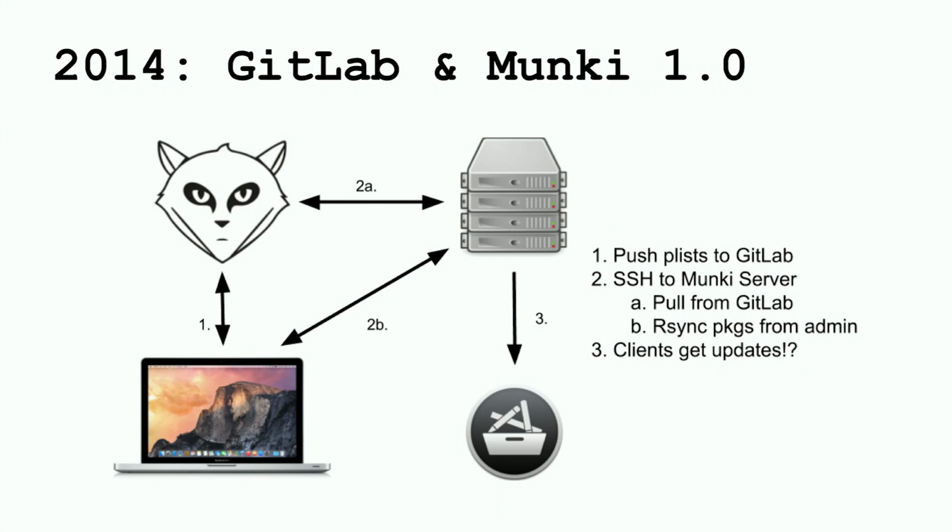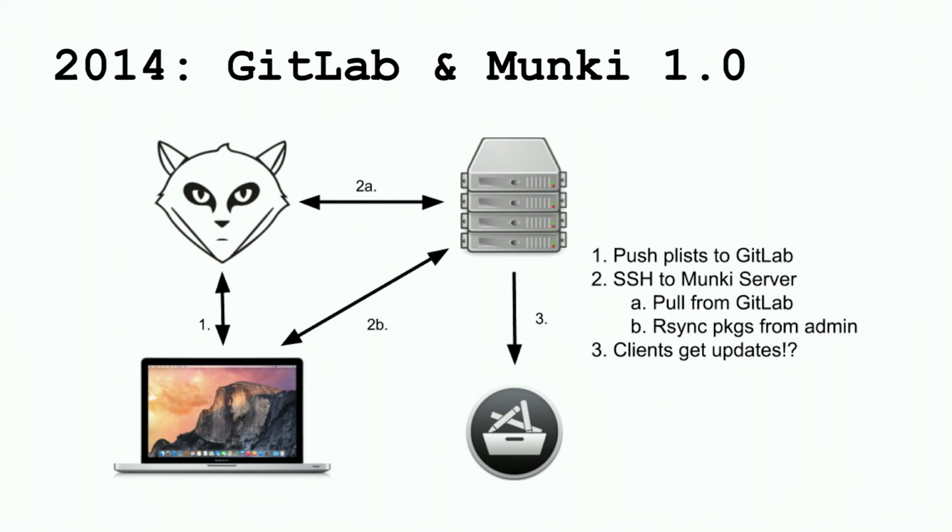Step 2, SSH to the Munki server. Step 3, pull down from GitLab. Also, rsync the packages from my local machine to the Munki server. And if everything goes right, fingers crossed, clients get their packages.